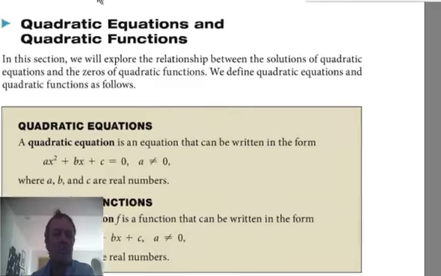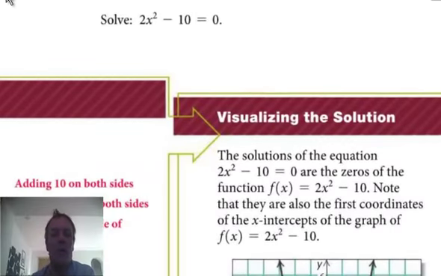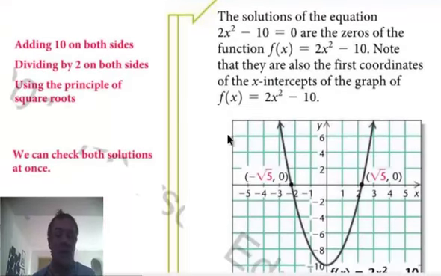Two examples. Solve 2x squared minus 10. If you were to put that in your graphing calculator, you'd end up with the graph looking like this down here. It would show x-intercepts of negative root 5 and positive root 5. That's if I threw that into a graphing calculator.